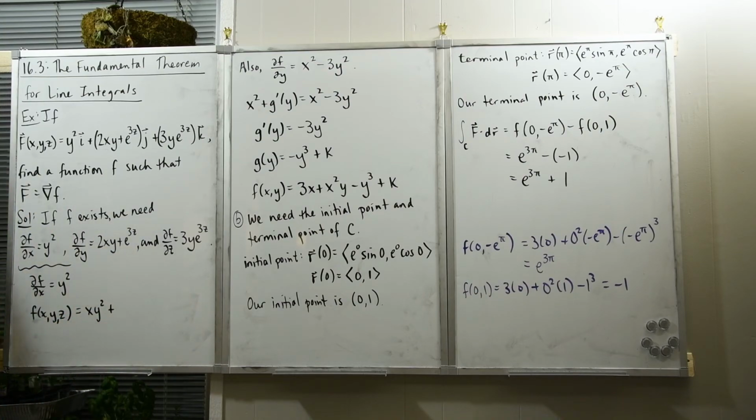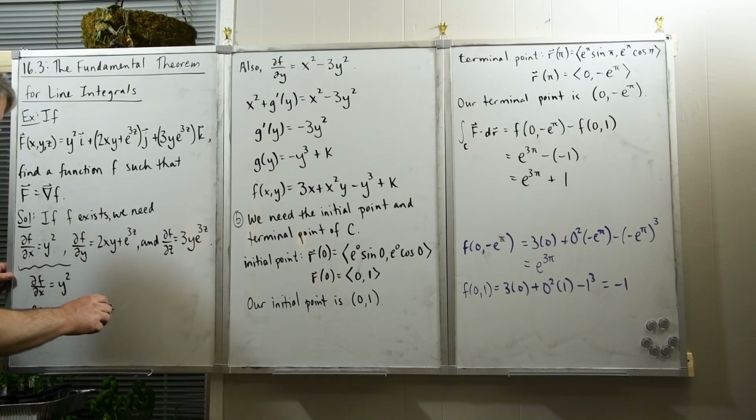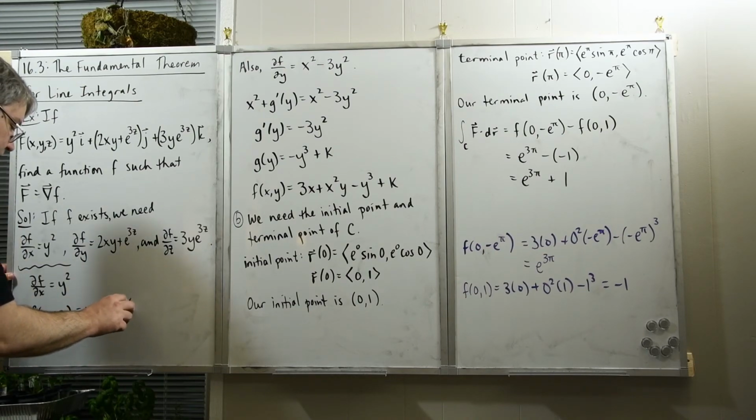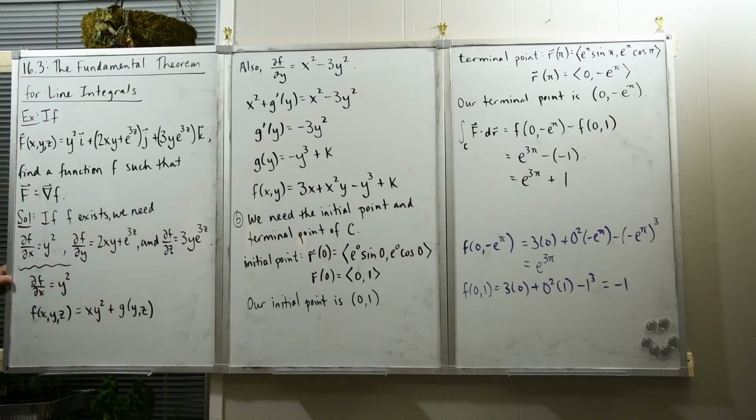And much like before, I'm not going to just put a constant here. I'm going to have to put some function. Now, last time we had our constant as a function of y. This time we're going to have to think of our constant as a function of y and z. Because if you take any sort of g of yz, you take the partial of that thing with respect to x, this is going to zero out. And so our f of x, y, z we can think of as xy squared plus some sort of g of yz.